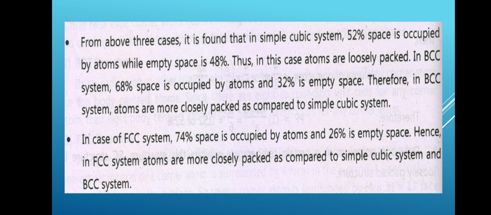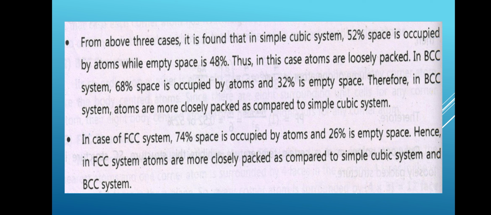Now, from the above three cases, it is found that in a simple cubic system, 52% space is occupied by atoms while empty space is 48%. Thus, in this case, atoms are loosely packed. In BCC system, 68% space is occupied by atoms and 32% is empty space. Therefore, in BCC system, atoms are more closely packed as compared to simple cubic system.